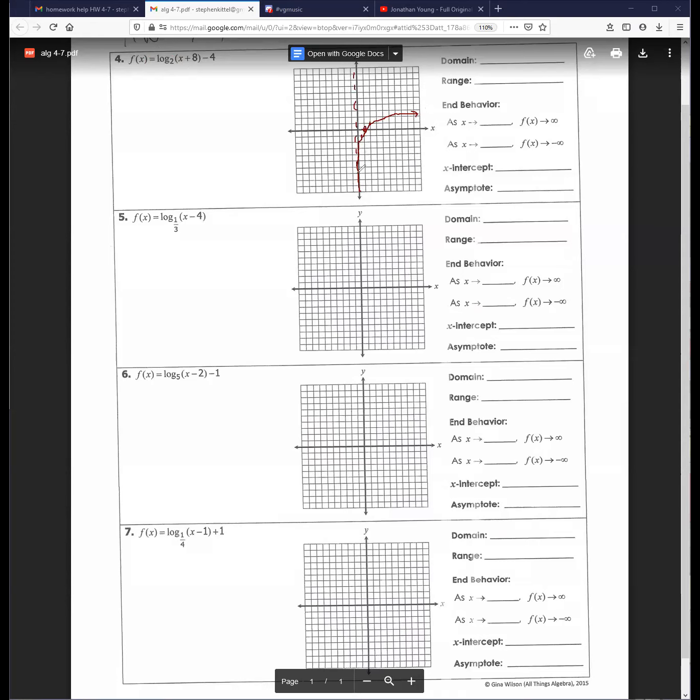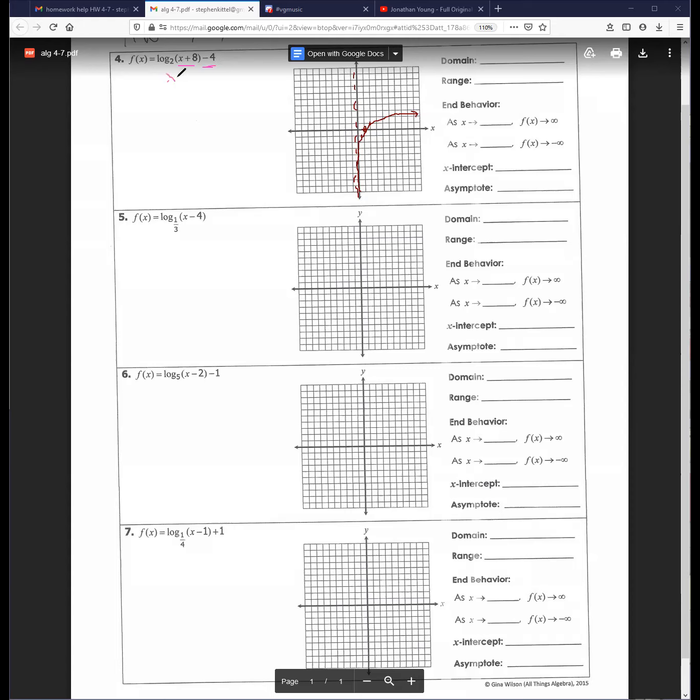Now, that is not the graph we have here. So do not copy the brown. That is not correct. What we have to keep in mind is that we've got some numbers here. We've got a +8 and a -4. So ask yourself, what do the +8 and the -4 do?